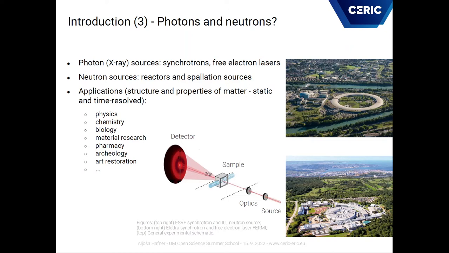And in very, very general terms, our experiments always look like this, right? We have some source here, then we have some optics. With the optics, we shape the source, the position, the size of the beam, to have nice properties when it hits the sample. The sample is what we are investigating. And then finally, we detect the scattered light on some detector. And this is actually our raw data, right?